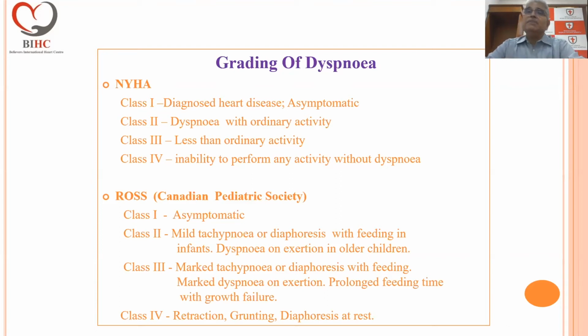In class 3 in an infant, the problems are provoked by feeding, but there is profound tachypnea and sweating. And in an older child, marked dyspnea on exertion, similar to class 3. In an infant, class 3 Ross is associated with a prolonged feeding time and growth failure. And class 4 is a terribly sick baby with retraction, grunting, and diaphoresis, the equivalent of, say, pulmonary edema in the older child. So this is how the Ross classification is used to grade the child or infant with heart disease.